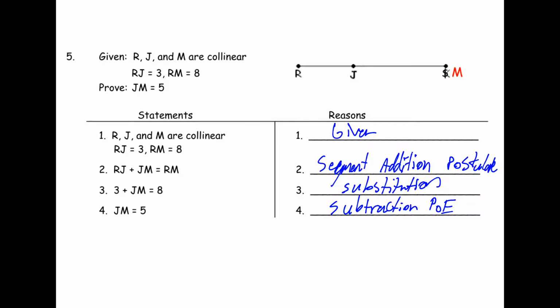Number 5 starts with some given information, and we can use the segment addition postulate to say RJ plus JM is equal to the whole thing. We can substitute for RJ and RM the values that we know they're equal to. And lastly, we'll subtract 3 from both sides to get JM equals 5.